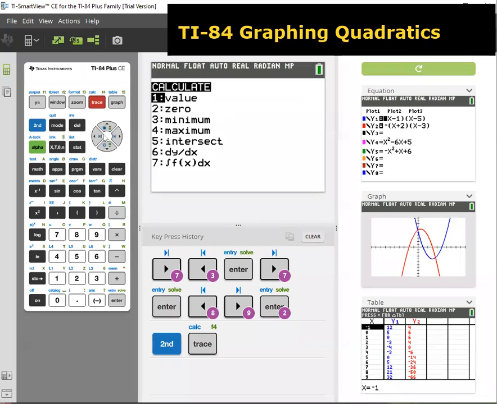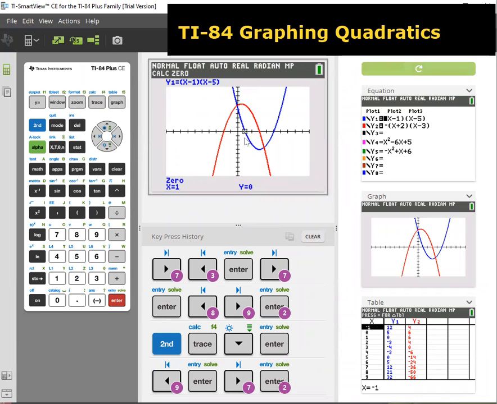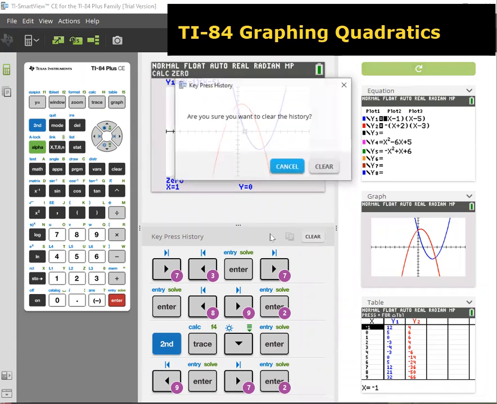Why did I do that? All right, let's calculate the 0. I'm on the blue graph, and enter. And now we're on the right side, hit enter again. And it finds that there's a 0 at 1, 0. If the calculator doesn't work, just hit clear and try the keys again. Again, one more time, going to the other 0.